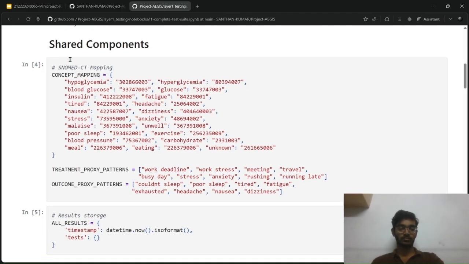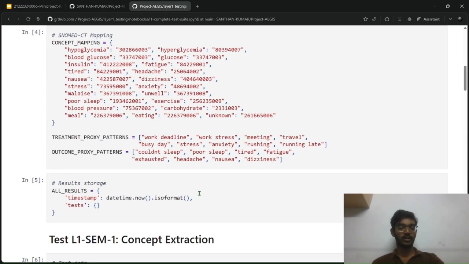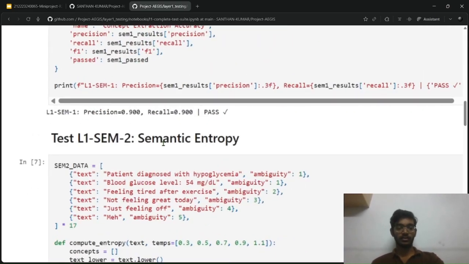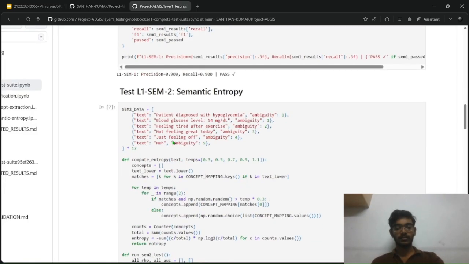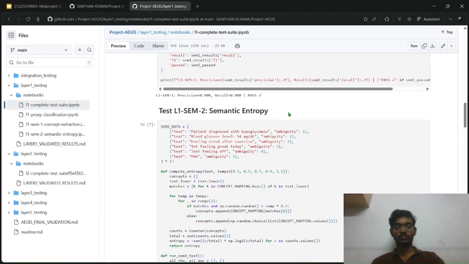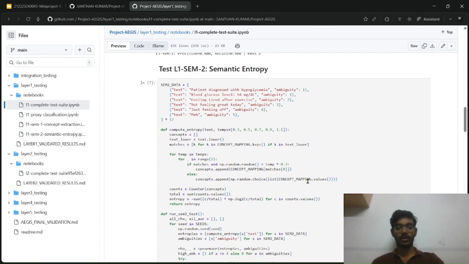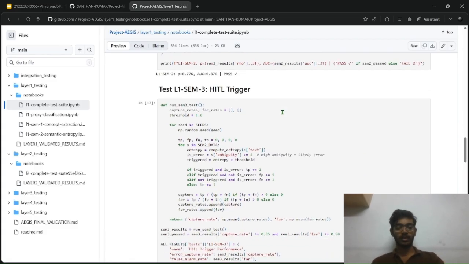In that case, we maintain a hash map here, which will be replaced by SNOMED CT in the final implementation. And this is about the concept extraction, where the accuracy was 0.9, and the test result was passed. Then coming to the second part of the first layer, which is semantic entropy calculation. The semantic entropy was 0.776 along with an AUC score of 0.876, which is also a pass.